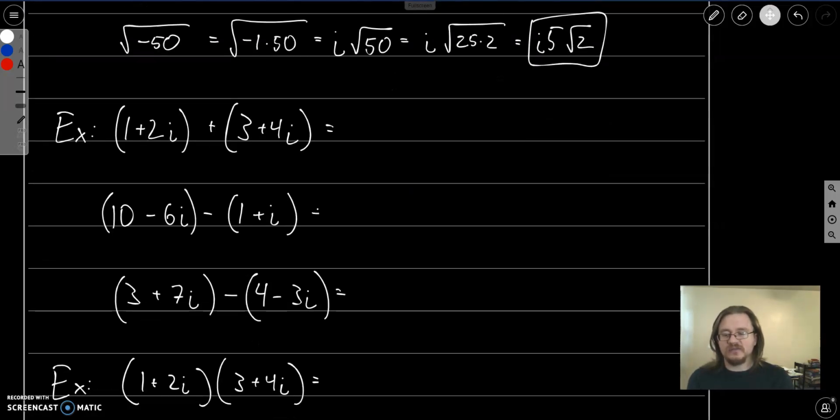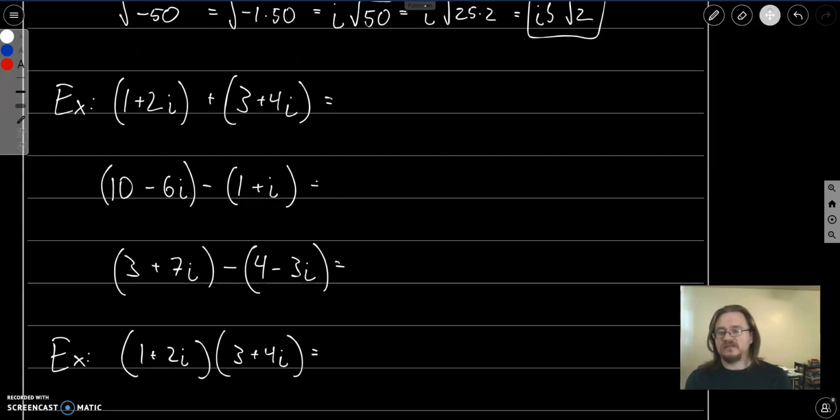Not only can we take square roots of numbers, but we can also add complex numbers, subtract complex numbers, and multiply complex numbers. This works exactly the same as it would in any sort of algebra class. We're just going to combine like terms. So I'm taking 1 plus 2i plus 3 plus 4i. Let's combine like terms. Well, what are our like terms? I've got a 1 and a 3, and those are just numbers. We can add those together. And then I've got 2i and I've got 4i.